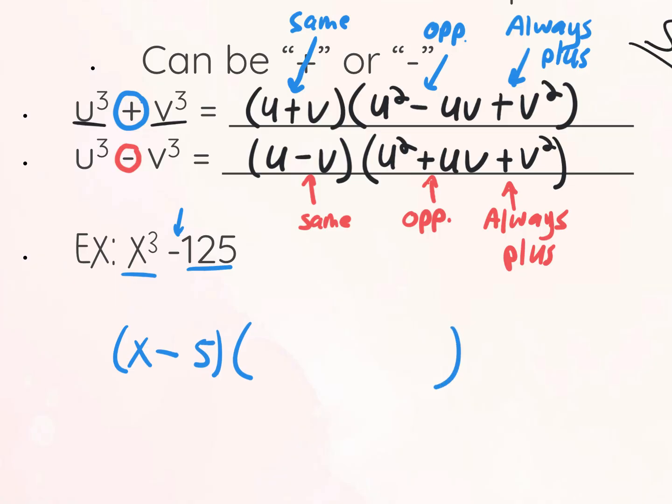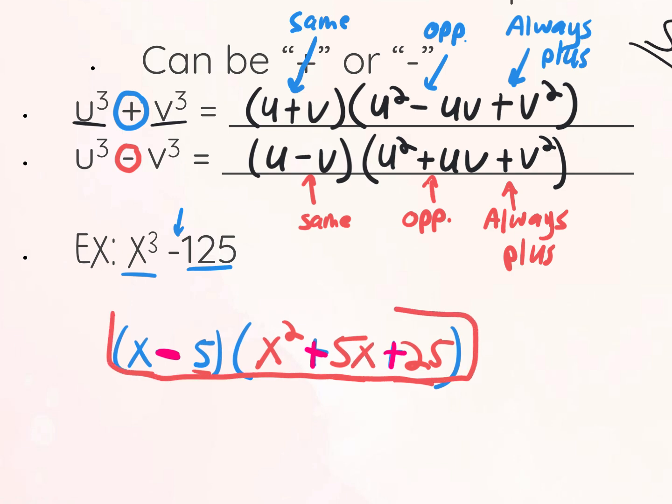And then in the trinomial, it's going to be the opposite, always plus, right? So we can fill that out first. Same, opposite, always plus. In this first term right here, it's going to be the first squared. The last is going to be the last squared. So 5 squared is 25. And then the middle is going to be the product of the two. X times 5 is 5x. And there's nothing more we can do to that, so this is our final answer.